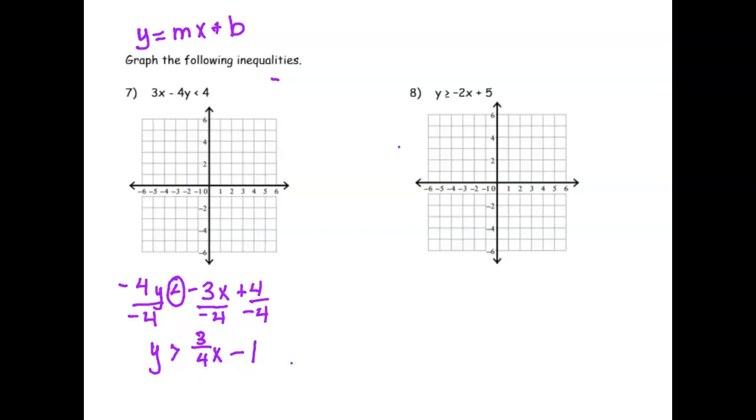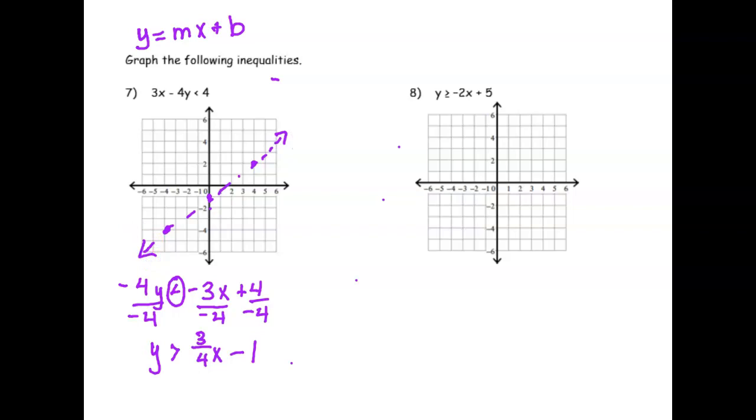Okay, so now to graph it, I start at my -1. My slope is 3/4, so I'm going to rise 3, 1, 2, 3, and run 4. Or I can go down 3 and to the left 4. Now this is greater than, so it's going to be a dashed line. So it'll look like this. All right, and I need to shade it.